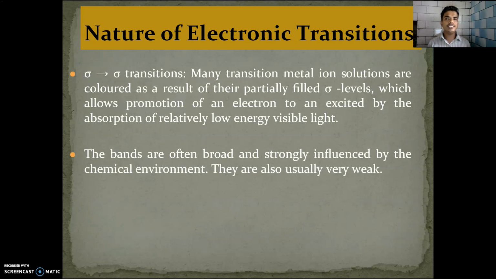Then in the case of the d to d transition, when the transition metal ion solutions are colored, it is a result of their partially filled d levels, which allow the promotion of an electron to be excited by absorption of relatively low energy visible light. So it is a colored compound, in this case a metal compound. The bands are often broad and strongly influenced by the chemical environment, and they also vary in this case.